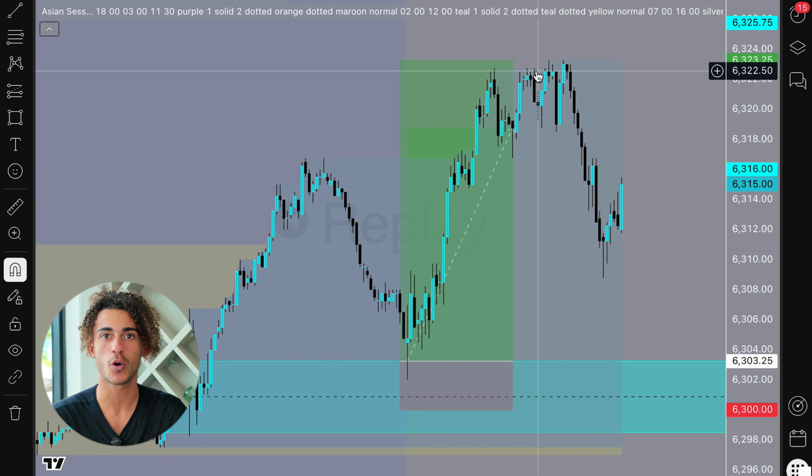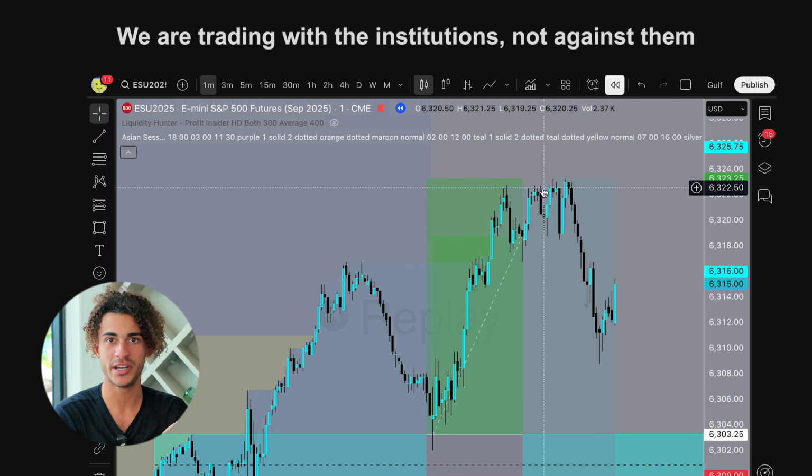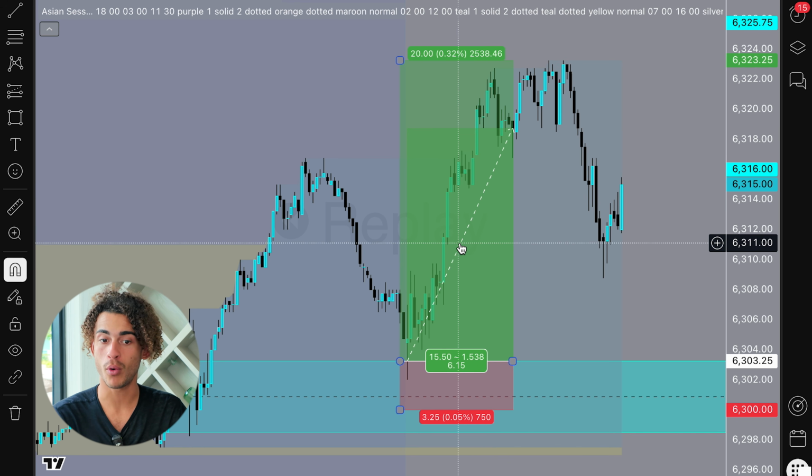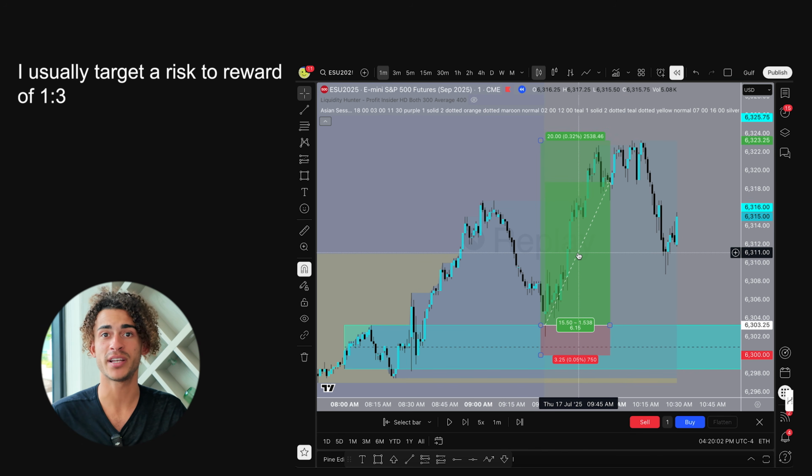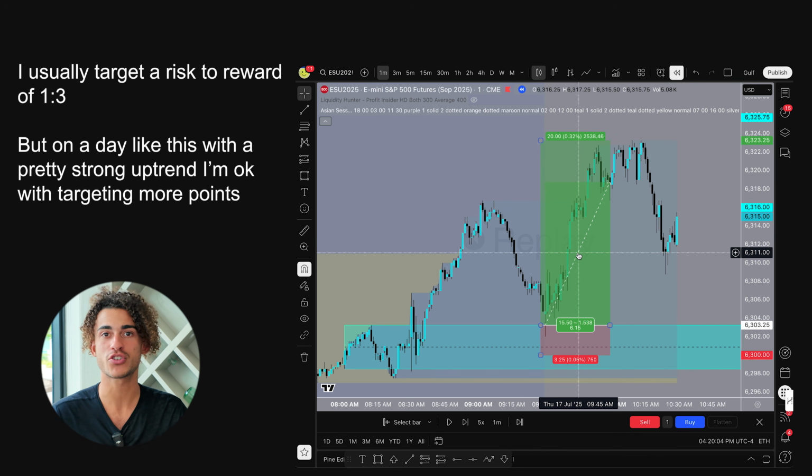That's why this strategy is so powerful, guys. We are trading with the institutions. We are not trading against the institutions. On this trade, we were risking 3 points to make back 20 points. I usually target a risk reward of 1 to 3, but on a day like this, I was very confident that we were in a pretty strong uptrend, so I'm okay with targeting a little bit more points.